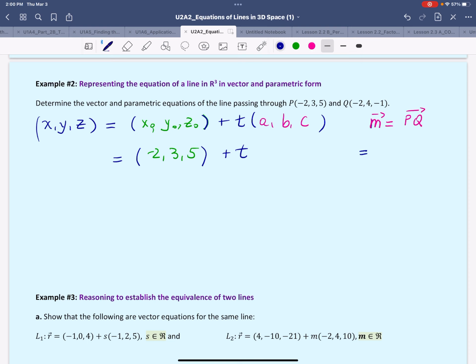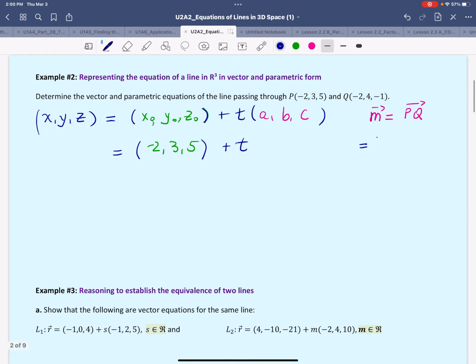So that means that we have PQ: -2 minus -2 will give 0. Next, y coordinate 4 minus 3 will give 1. And for z coordinate, -1 minus 5 is -6. So this can be a possible direction vector. Again, any other multiple of it may work, but I'm going to leave it at (0, 1, -5) for now. And we'll say that the vector equation of a line that passes through the indicated points P and Q would be (x, y, z) equals (-2, 3, 5) plus t(0, 1, -5).